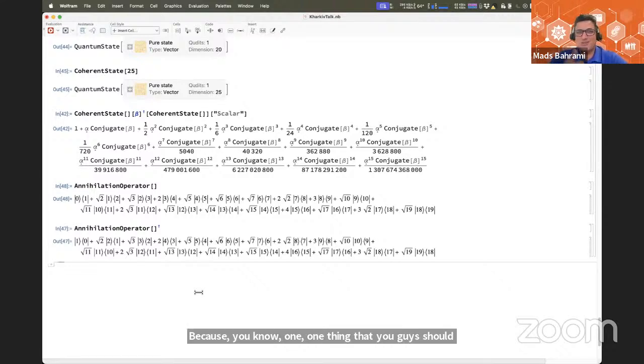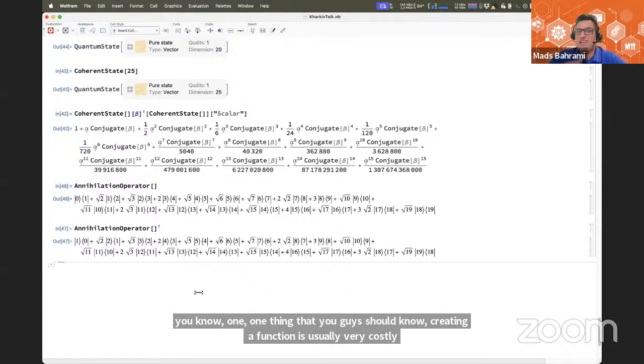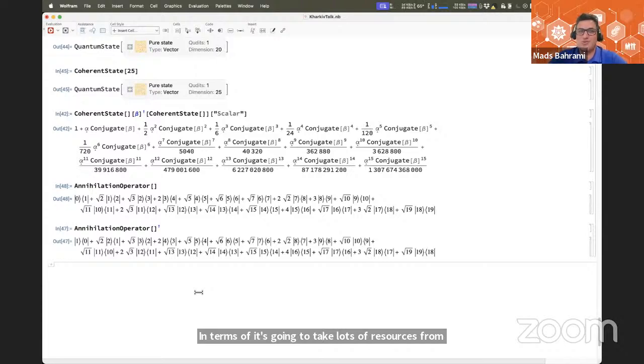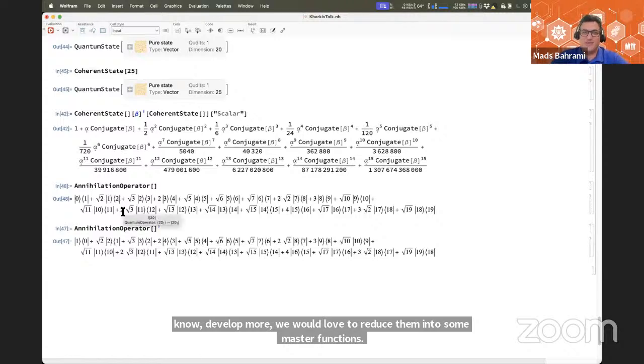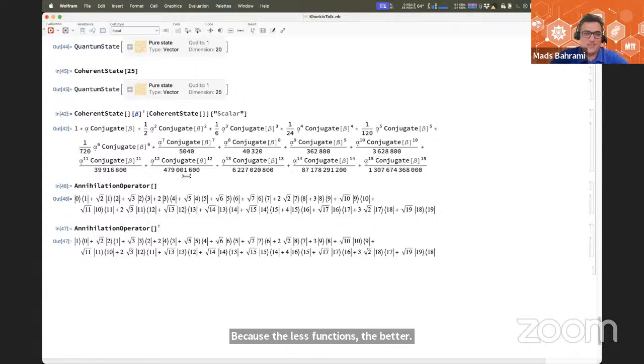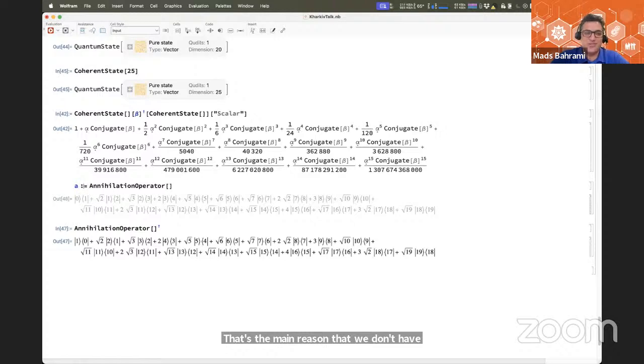One thing that you should know: creating a function is usually very costly in terms of resources. It's a really expensive process to have a new function. Even some of the functionalities that you see here, we call experimental functions, meaning as our users work on them and as we develop more, we would love to reduce them into some master functions, because the fewer functions, the better. More functions are usually more complicated. That's the main reason we don't have creation: the creation operator is just a dagger of the annihilation operator.